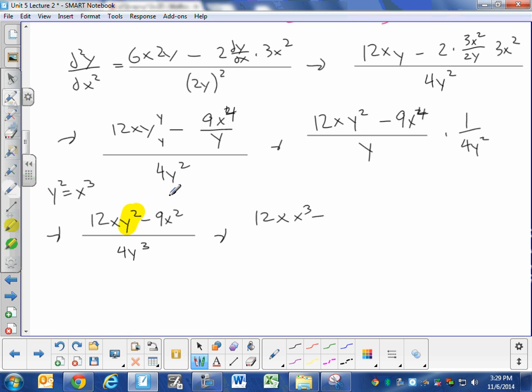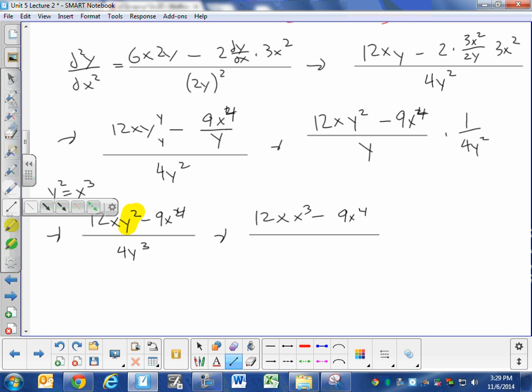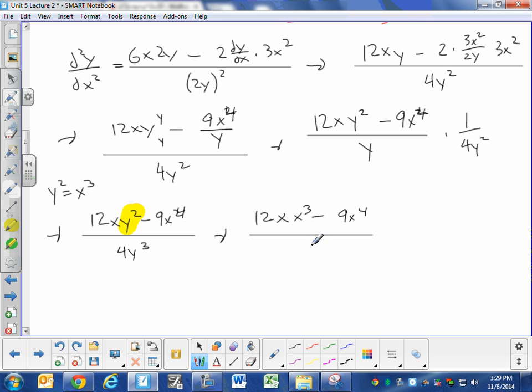X squared, x to the fourth. Minus 9x to the fourth over 4y cubed. So this is x to the fourth. So I have 12x to the fourth minus 9x to the fourth. That is 3x to the fourth over 4y cubed. I'm not there yet. Got to do something else. Can anybody figure it out? Bottom.